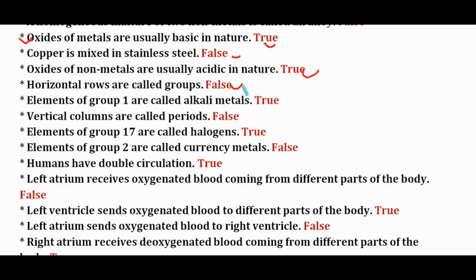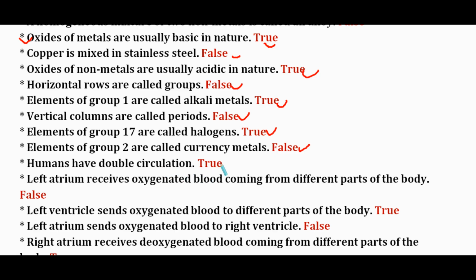Horizontal rows are called groups. False. Elements of group 1 are called alkali metals. True. Vertical columns are called periods. False. Elements of group 17 are called halogens. True. Elements of group 2 are called coinage metals.